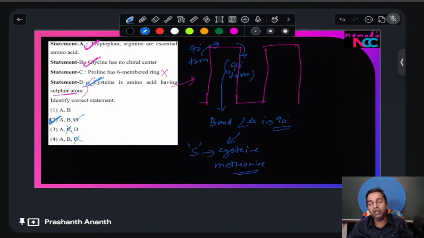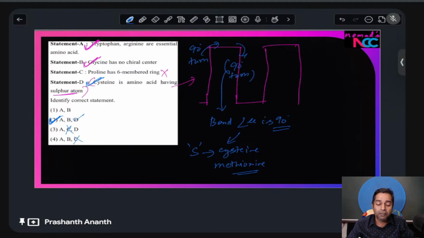It is not non-essential. Non-essential is produced in the body automatically. Essential has to be taken from outside. So in this case, I was not 100% sure of statement A, but elimination gives me the answer straight away because I knew for sure about options B, C and D.